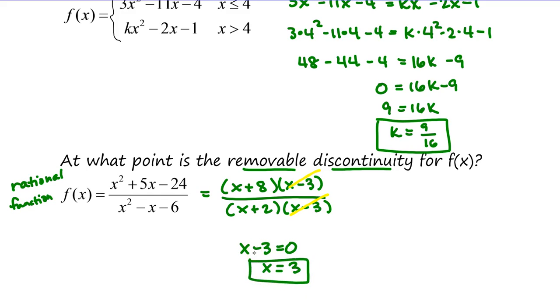Now, its y-coordinate, if you're wanting to know that, because it says at what point, then you can take the 3 and substitute it back into the reduced form. 3 plus 8 is 11. 3 plus 2 is 5. So the hole is at (3, 11/5).